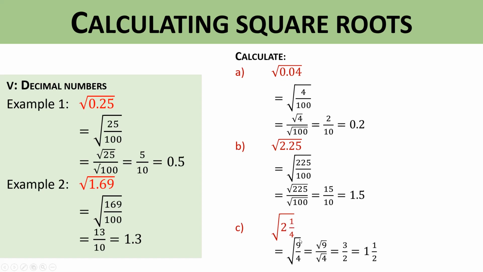So this is actually the square root of 9 over 4. And then I can look at these numbers separately. So this is the square root of 9 over the square root of 4. Square root of 9 is 3. Square root of 4 is 2. So this is 3 over 2, which is 1.5. So these two give me the same result, of course, because it's the square root of the same number.